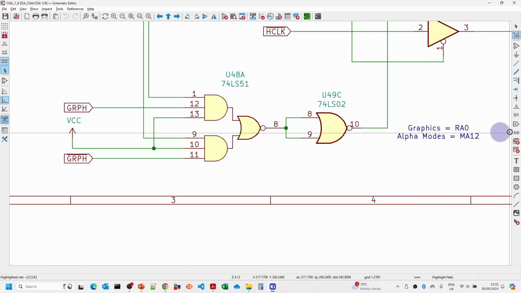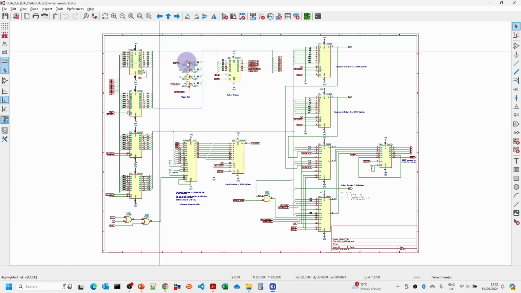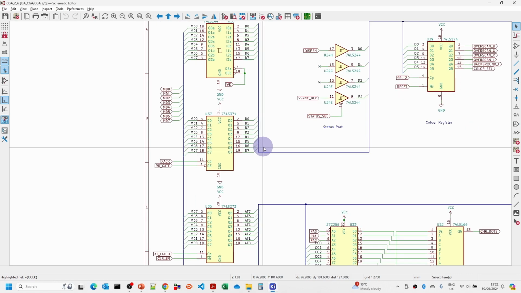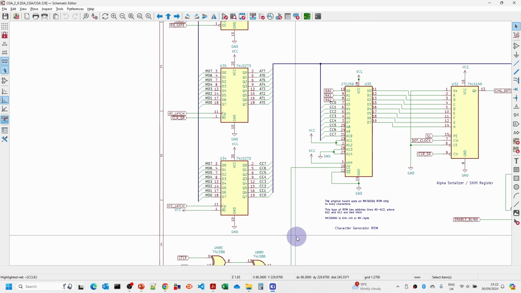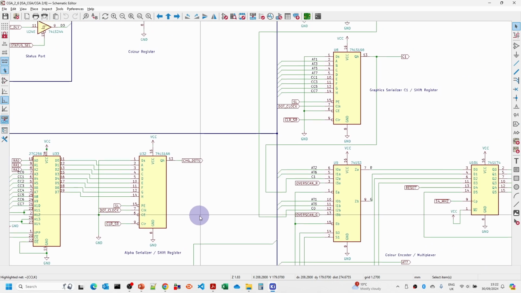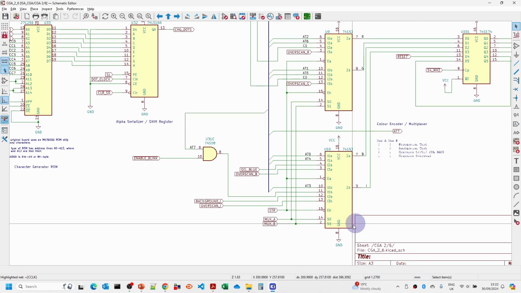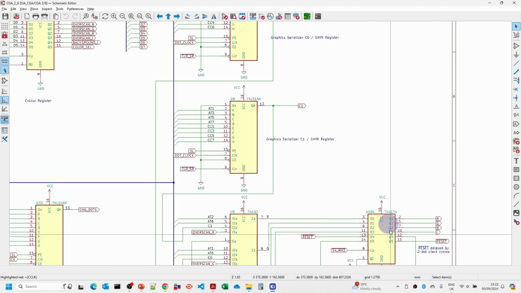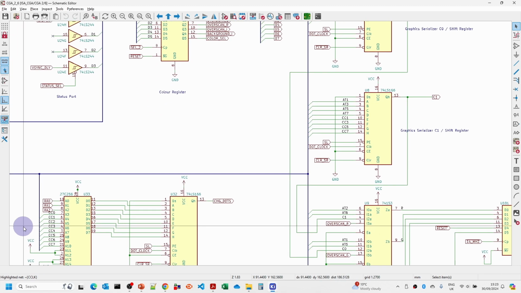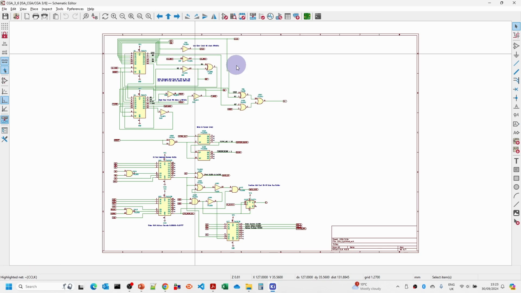And down the bottom here, we've got our graphics mode is raster address 0, alpha mode uses MA12. So in the second sheet, this is where we've got the various latches, the character generator and the alpha serializer, and this are the graphics serializer, shift register, and the multiplexer, which is actually producing the color output. So in trying to actually work out what's going on, then it's a lot easier to trace things in these KiCad schematics than it was on the original diagrams.